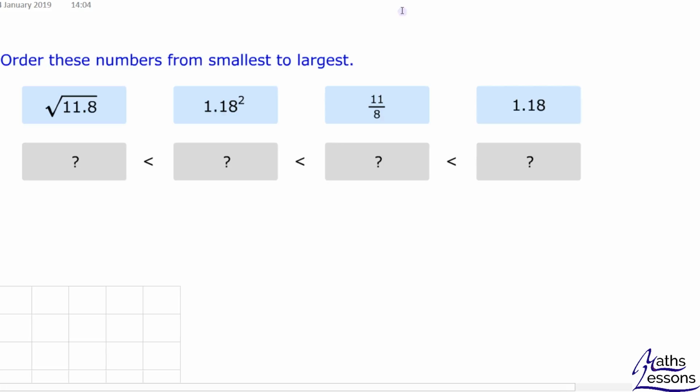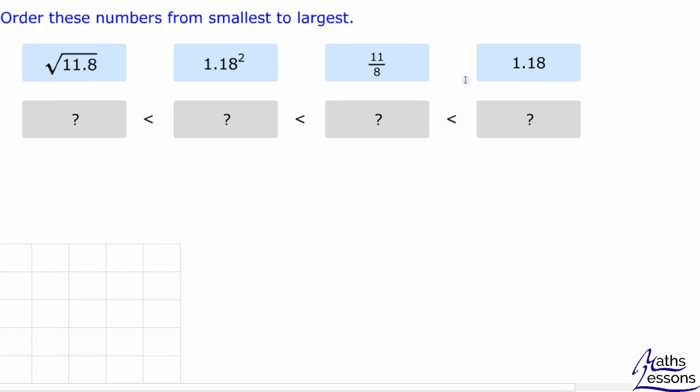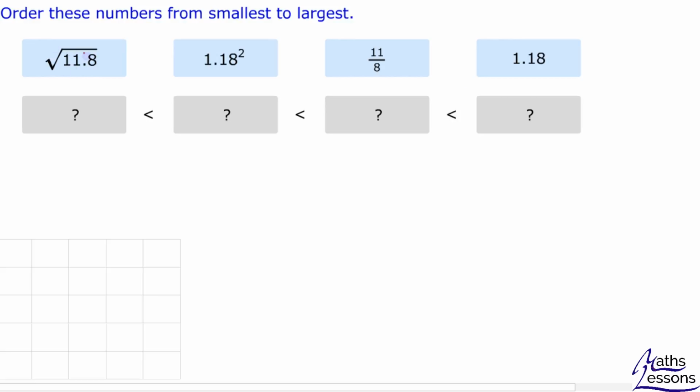Okay, so how to do this one without a calculator. We've got the square root of 11.8. So we know that's going to be bigger than 3 because 3 squared is 9, and we know it's less than 4 because 4 squared is 16. You know that 1.18 is 1.18. That's quite straightforward. And we know that 1.18 squared is going to be bigger than 1.18.